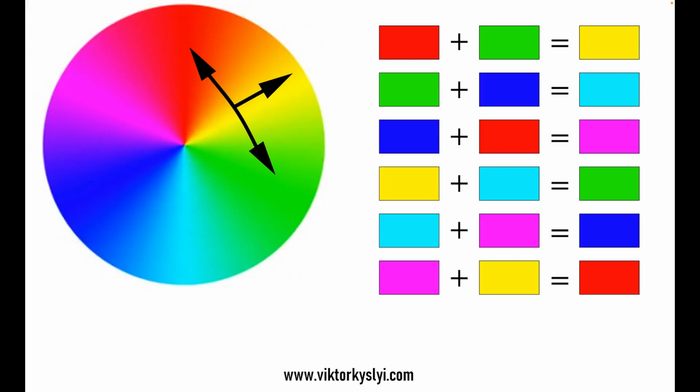The color mixing table looks like this. We have the RGB color wheel. Note, there are many types of color wheels on the internet. You should be interested in the RGB color wheel specifically. When red is mixed with green, yellow is obtained. When green is mixed with blue, cyan is obtained. When blue is mixed with red, magenta is obtained. Not pink, but specifically magenta, and so on.